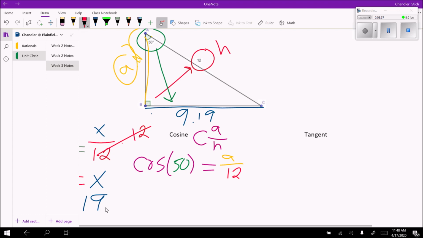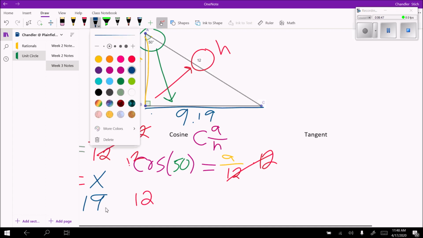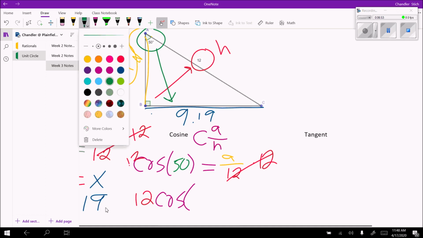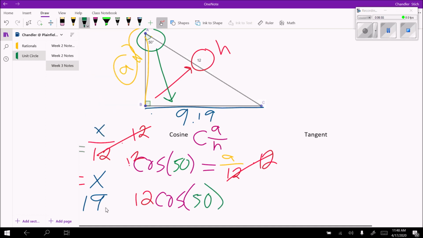So how do I do that? Well, I multiply this side by 12 to cancel that out, but I have to multiply this side by 12 too. So what do I get? 12 cosine of 50 is equal to A.